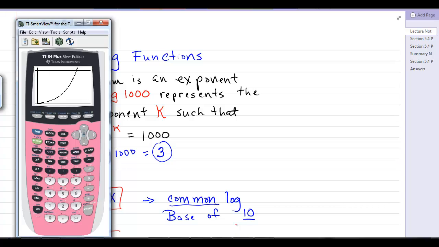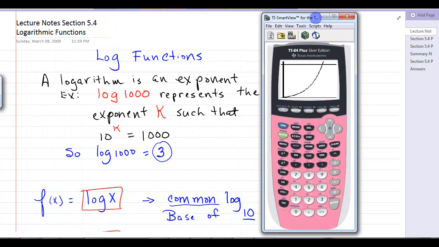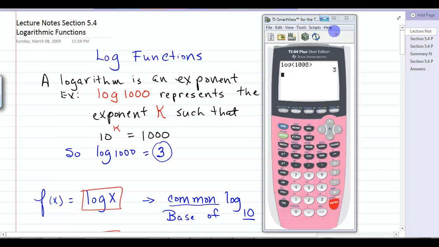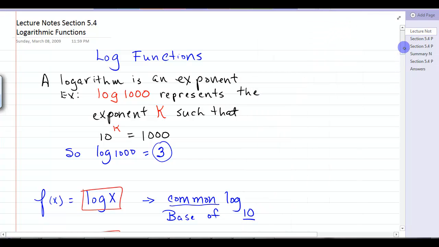If you look at your calculator, let's pull that over here and get out of the graphing and clear. There's a log button right here, and so if we hit log 1000 and close that, we hit enter and we should get 3. So it is an exponent. That's what we need to remember. Always with the base of 10. Okay? So if we have the common log, that's log x, there's an understood base of 10.